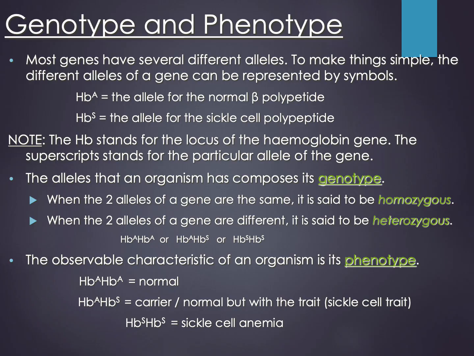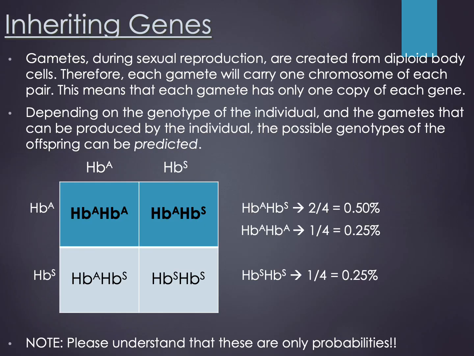Inheriting genes. Gametes during sexual reproduction are created from diploid body cells. Therefore, each gamete will carry one chromosome of each pair. This means that each gamete has only one copy of each gene.